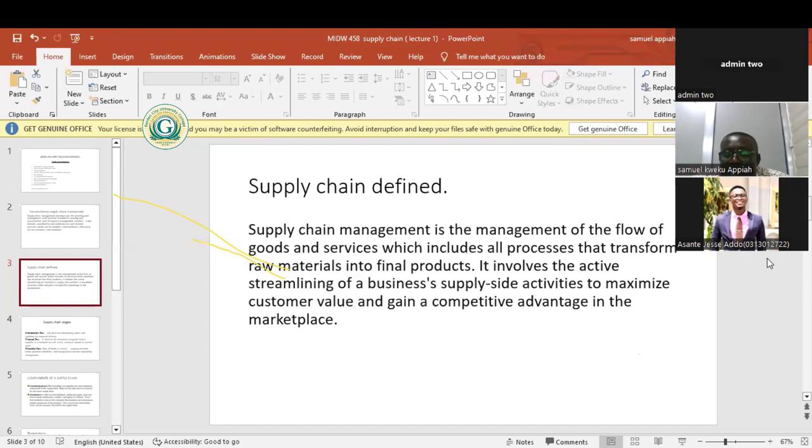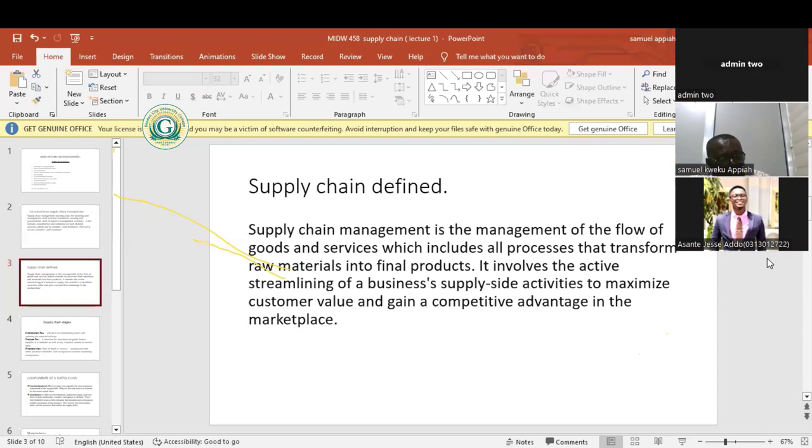So when we talk of flow, it means that a lot of things are happening, a lot of roles, a lot of people and activities are involved. So we're talking about the flow of goods and services, which includes all the processes that transform the raw materials into final products. So what processes? In transforming raw material into final product, we have the mechanical reaction and then chemical transformation. So when we talk of mechanical or chemical transformation, supply chain is involved because you need to get a product from the supplier. And then in supply chain, we talk about the suppliers, supplier to Mother Earth. Why do we say Mother Earth?